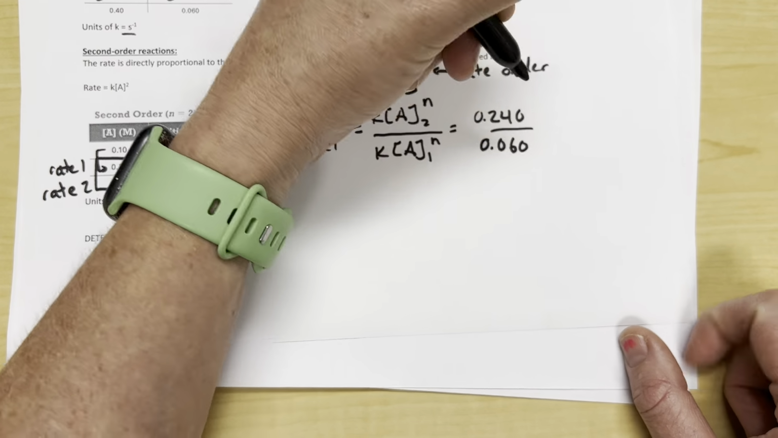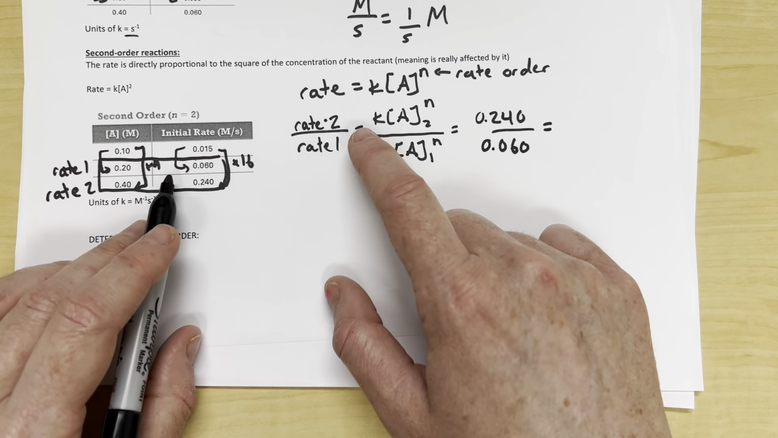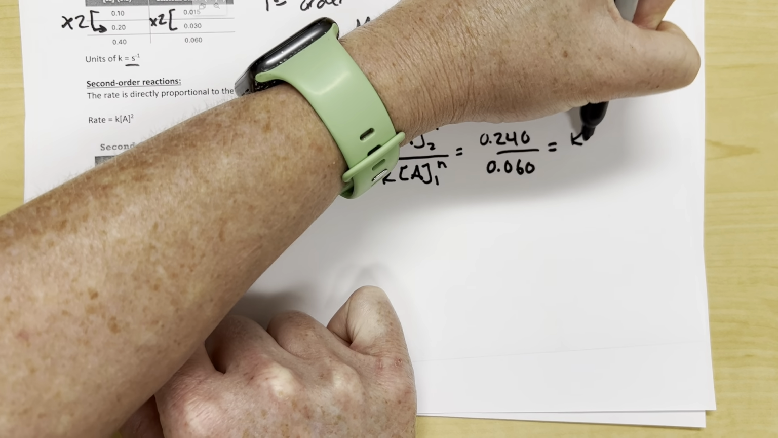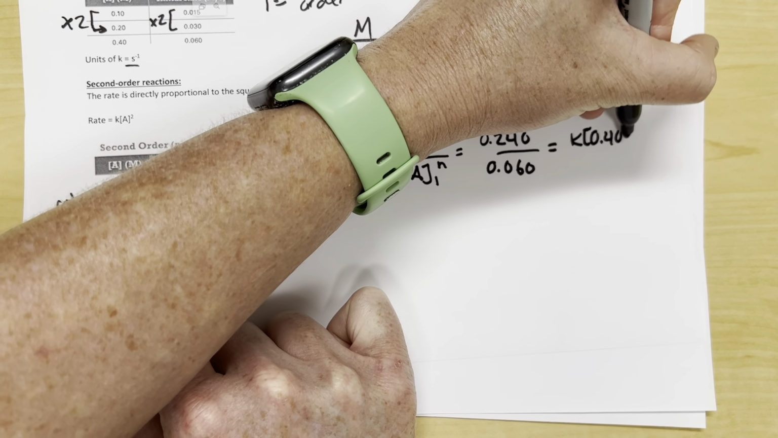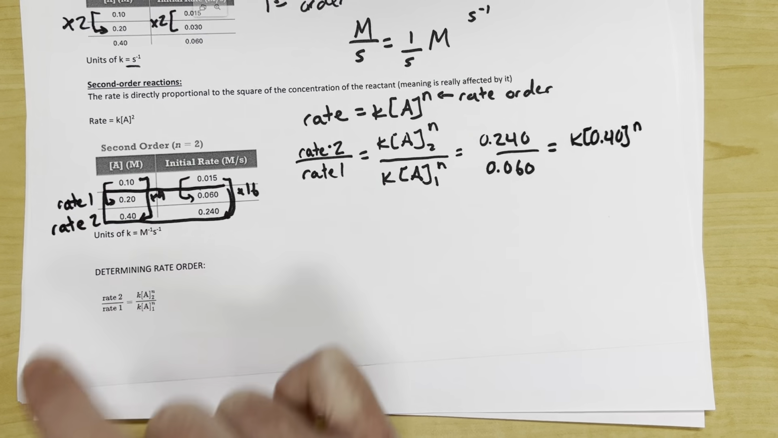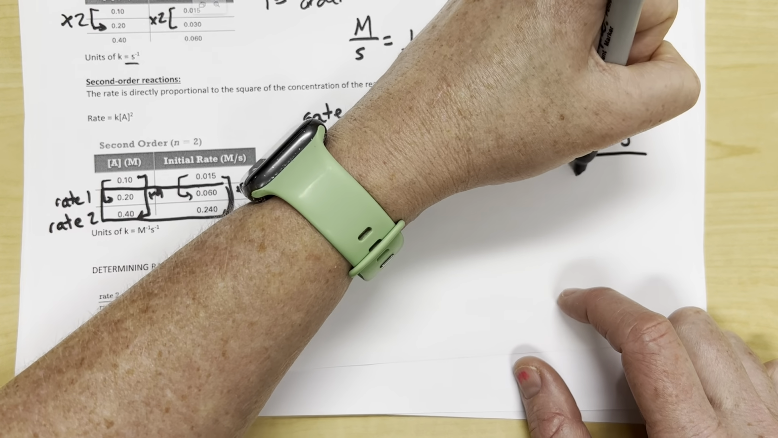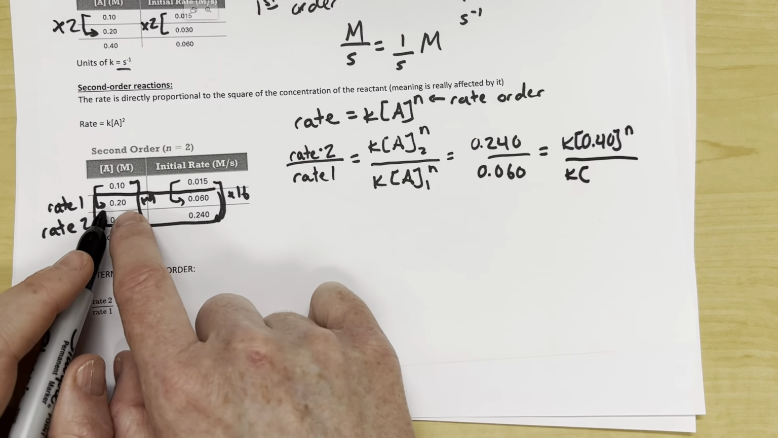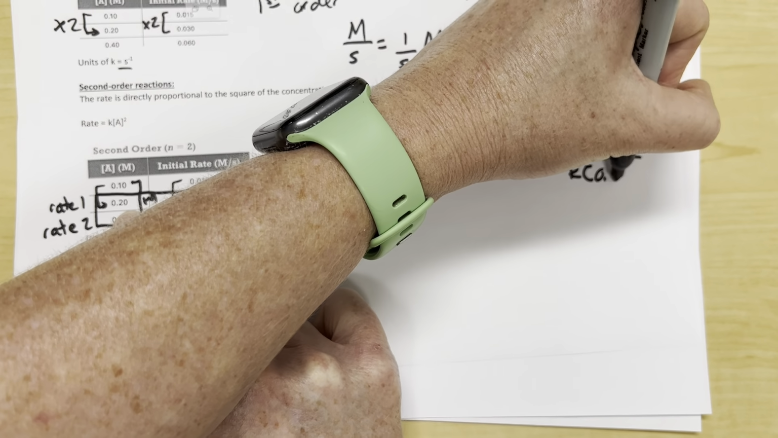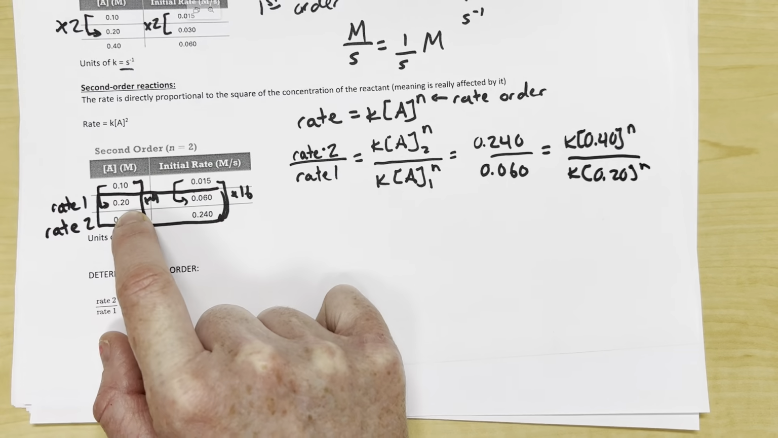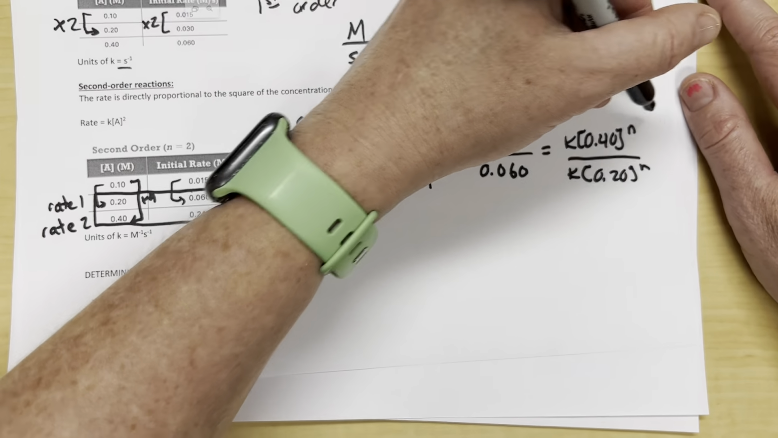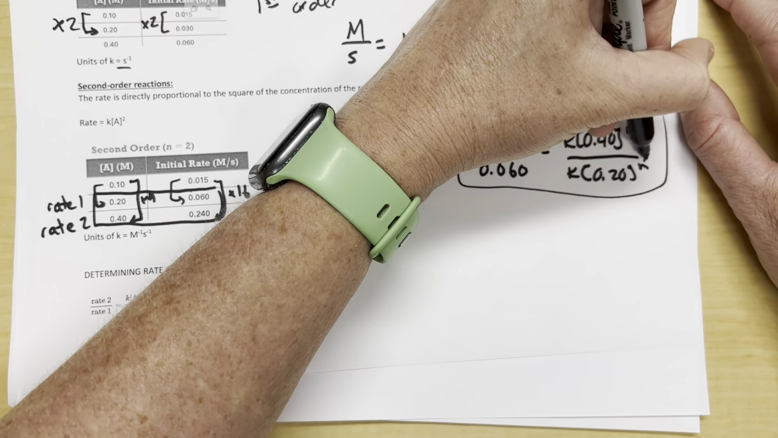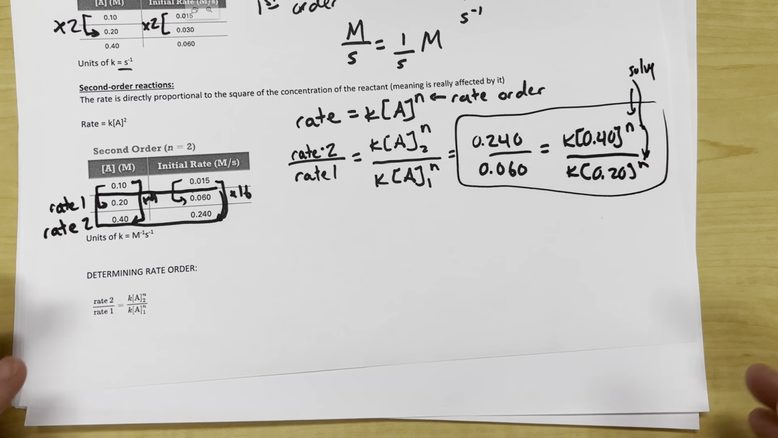What goes with 2 was the concentration of A at point 2. So at our second rate, 0.24, the A was 0.4. So I do k times 0.40 to the power of some n, over k. Now I'm at this first rate, which is 0.06, and the concentration is 0.20 to some n. All right, so this is the equation that we're looking at, and we're trying to solve for these n's. They have to be the same because they're both n.